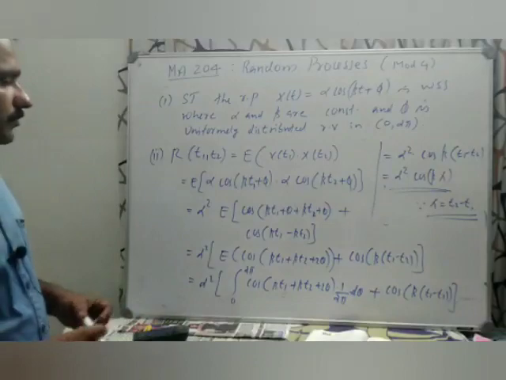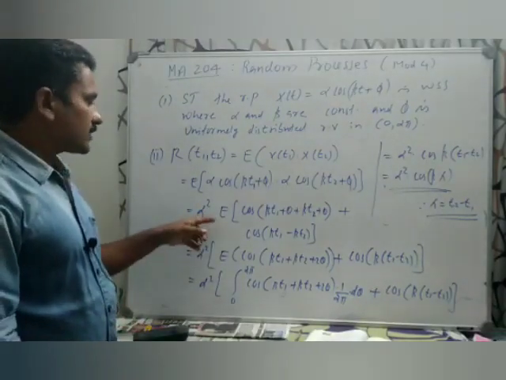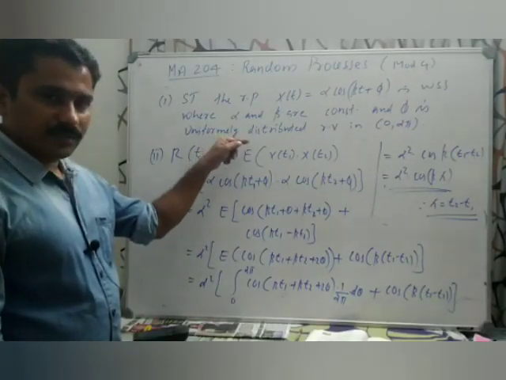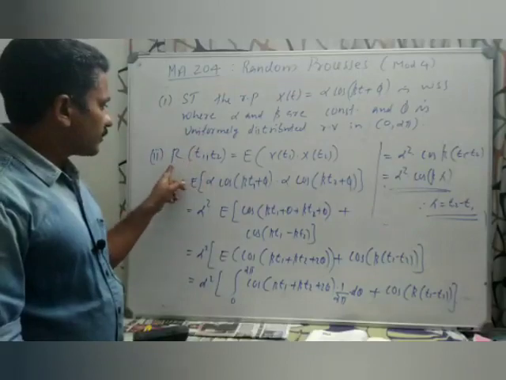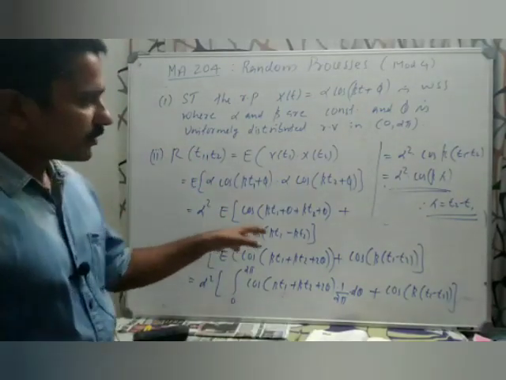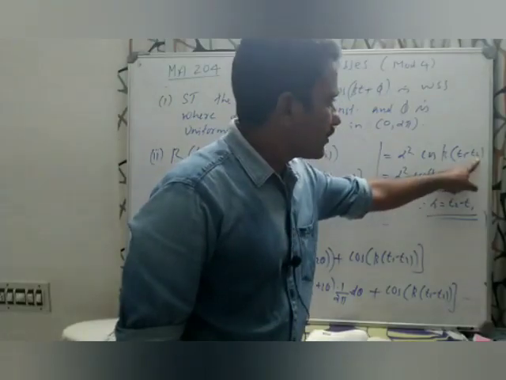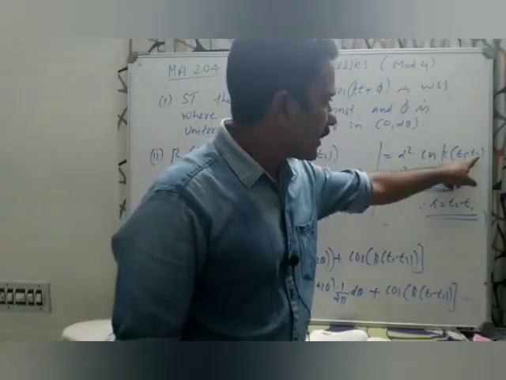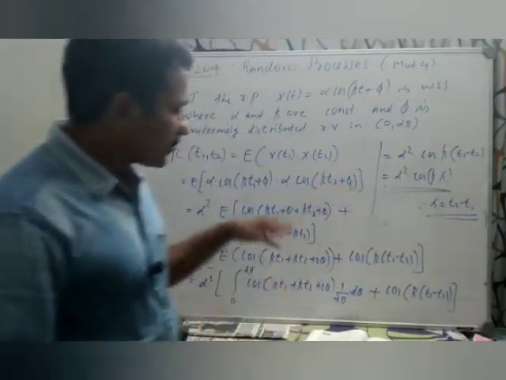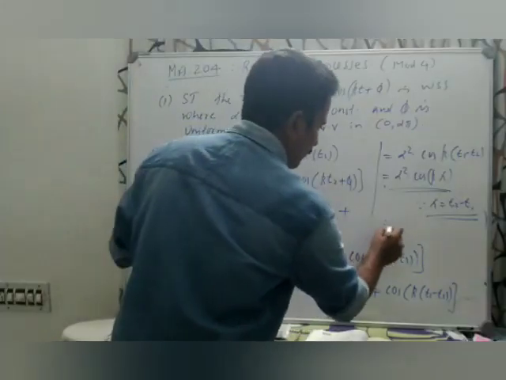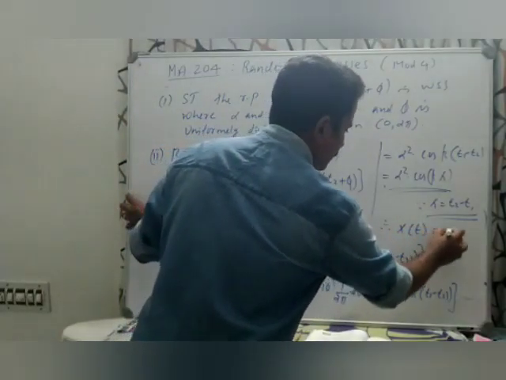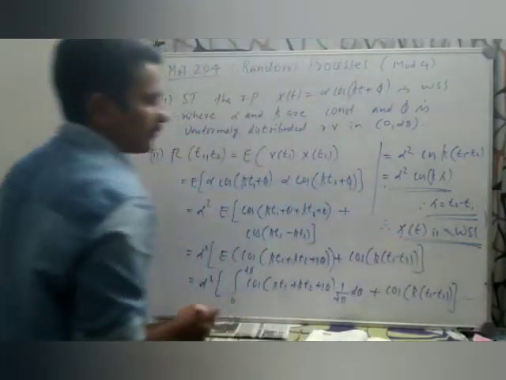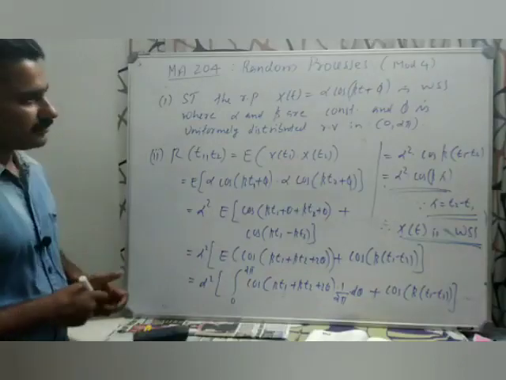Okay. Now we have proved two things. The first one, the expectation of x of t, we got as 0, which is a constant, and the autocorrelation function R of t1, t2, we have proved is a function of t1 minus t2, or t2 minus t1 here, because cosine is an even function, so we can write this as t2 minus t1. Okay, so those two conditions are satisfied, therefore x of t is wide sense stationary. This is that problem.